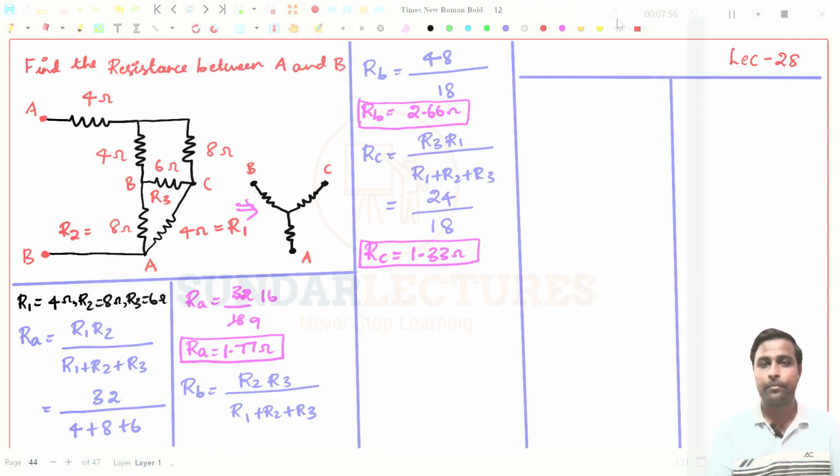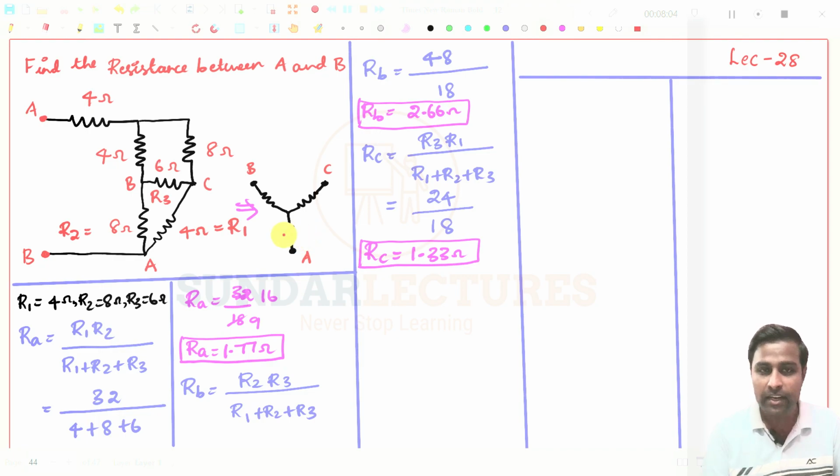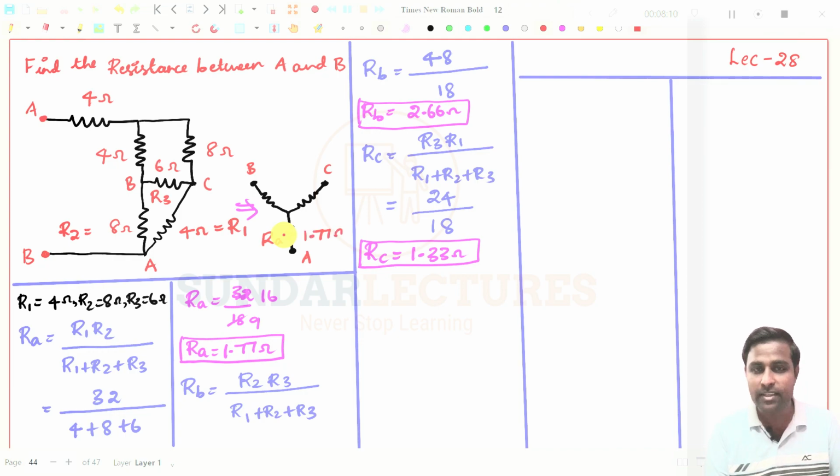See here, at this point, this will be RA, right? I will write it here. This will be RA. What is the RA value? RA is 1.77 ohms, and this resistor will be RB. RB is 2.66 ohms, and this resistor will be RC. And what is RC? RC is 1.33 ohms. So what I am going to do is replace this delta connection with this star connection in this circuit.